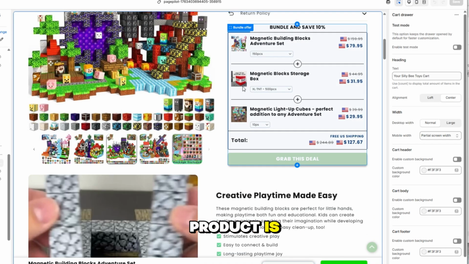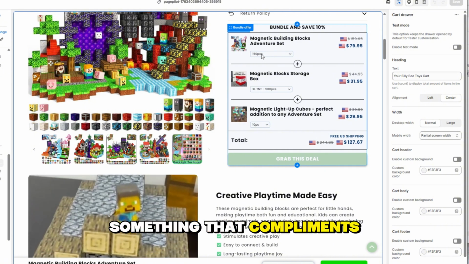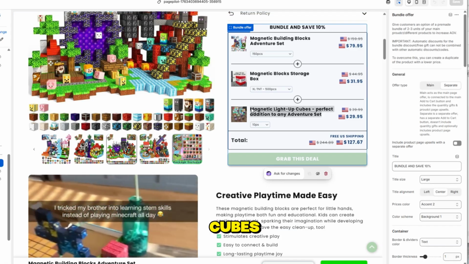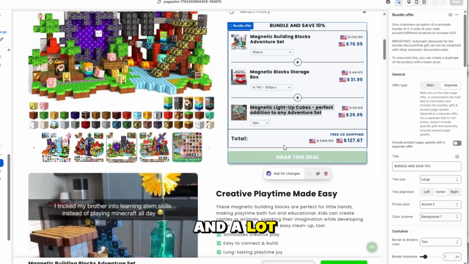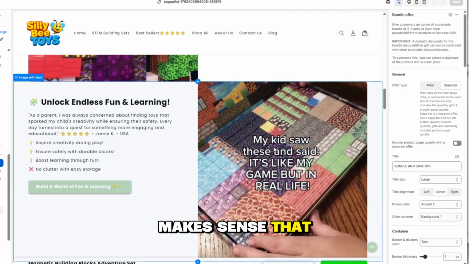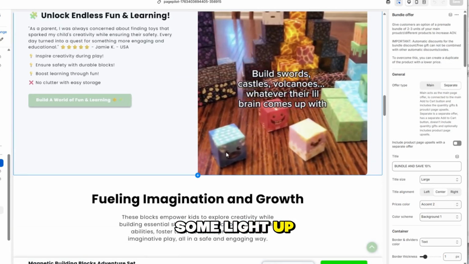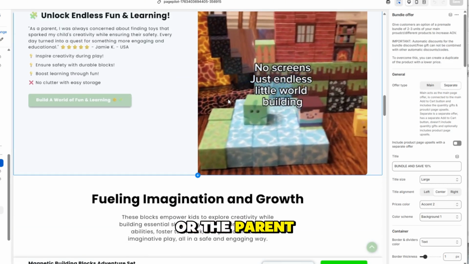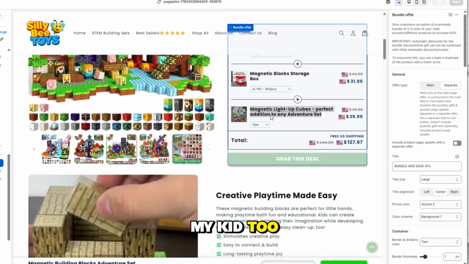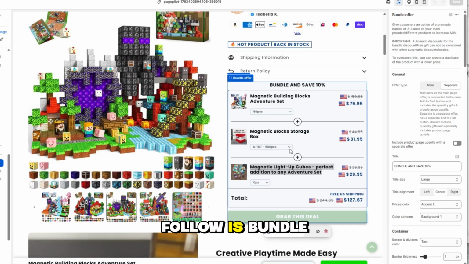So whatever you guys are selling, you want to have something that complements your product. Here's a storage box, and here's light up cubes. These cubes light up, and a lot of these light up cubes are actually in the video, so it just makes sense that we also show the light up cubes. As you can see right here, some light up. So the mom or the parent or whoever's buying this is going to be like, yeah, I gotta get the light up cubes for my kid too. Okay, and this is the structure that we always follow, bundle offers.